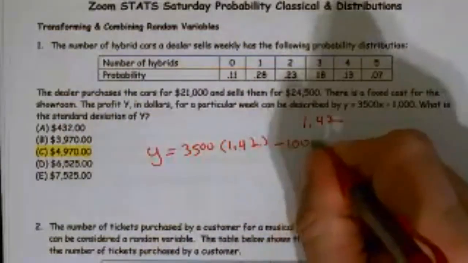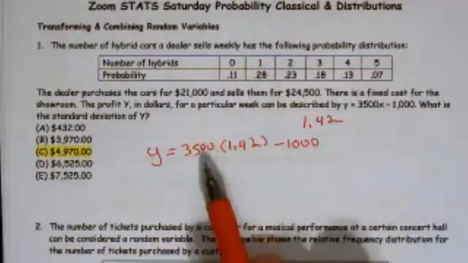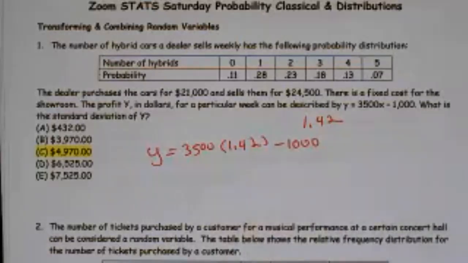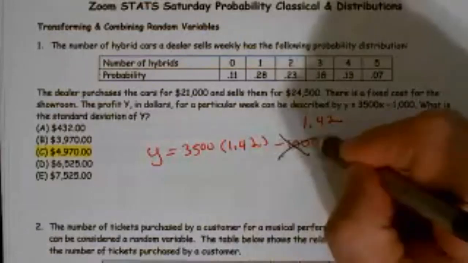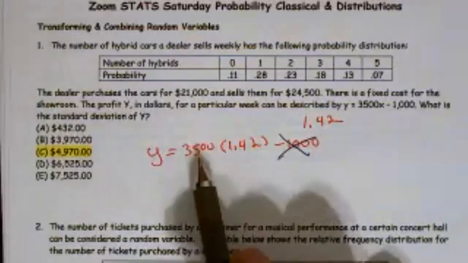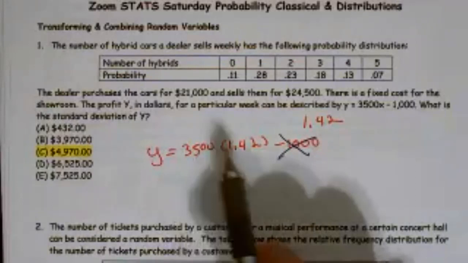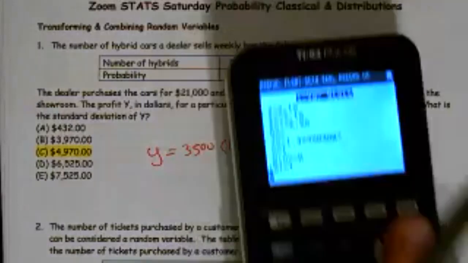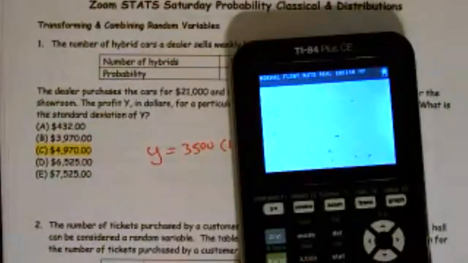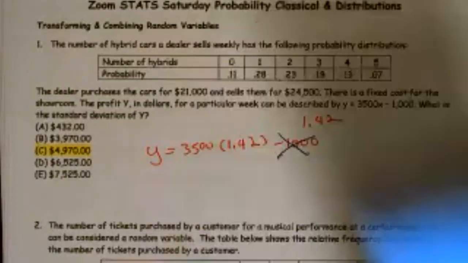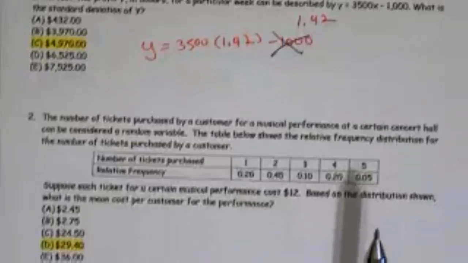Now, a couple things. I can add and subtract constants from measures of center, but not from measures of spread. So this minus 1,000 goes away because we're talking about standard deviation, which is a measure of spread. That said, I can multiply a constant times a measure of center, and I can multiply it times a measure of spread. So we're good here multiplying that constant. So if I do that, I take 3,500 times the 1.42, you see we end up with the 4,970. All right, so that's just kind of going over some transforming random variables there.